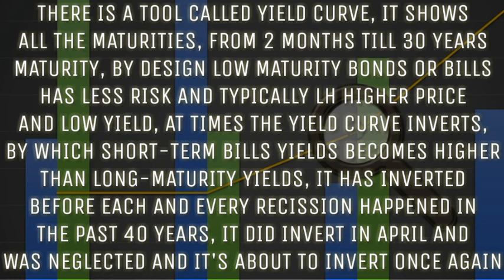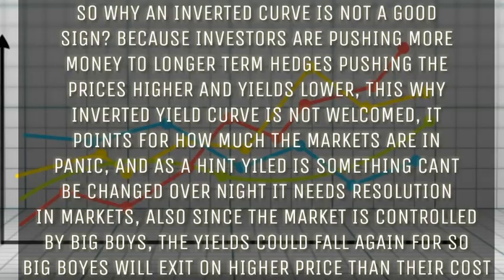There is a tool called the yield curve, which shows all the maturities from 1 month till 30 years, and you have to understand that the short-term bills, by design, have less risk and typically higher price and lower yield. At times, the yield curve inverts, by which the short-term bills yields become higher than the yield for the longer-term maturity bills. It has inverted in the last 40 years 7 times, and each time it inverts, it signals a recession, and the recession happens.